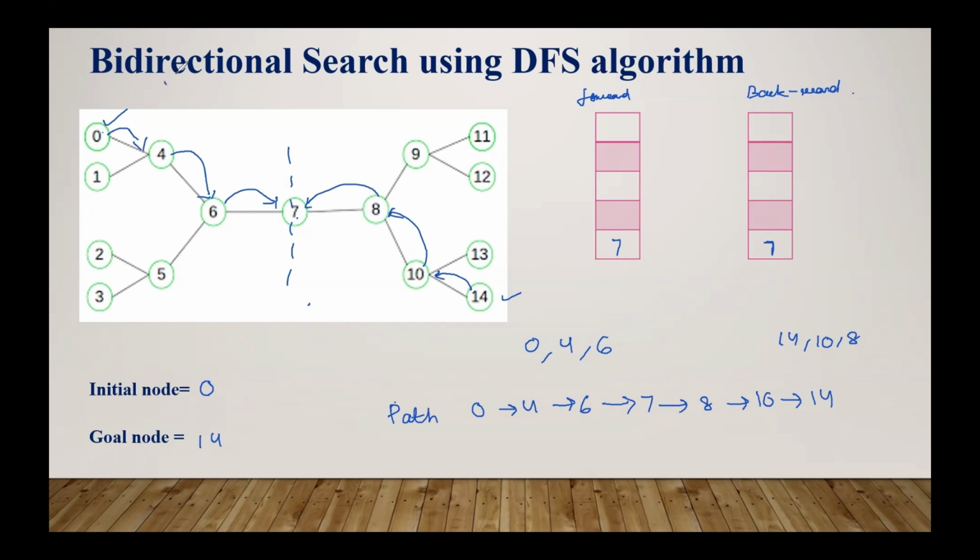If the bidirectional search uses DFS, what happens? Here we require 2 stacks for implementation, 1 stack for the forward search and 1 stack for the backward search. But if you are performing the bidirectional search using the breadth-first search algorithm, at that time we require 2 queues, 1 queue for the forward and another queue for the backward. If we are using depth limit search, at that time we require 2 stacks, one for the backward and another for the forward direction.